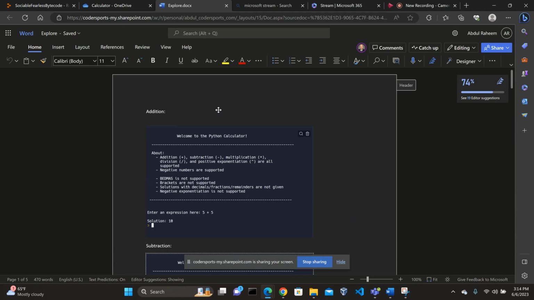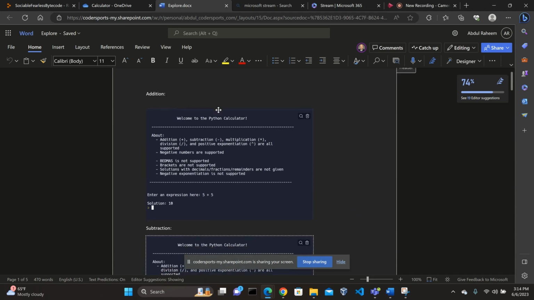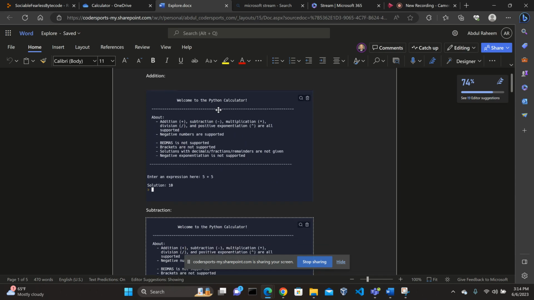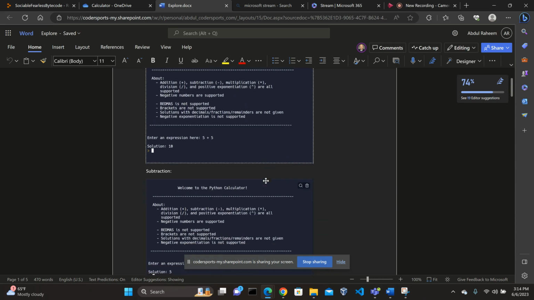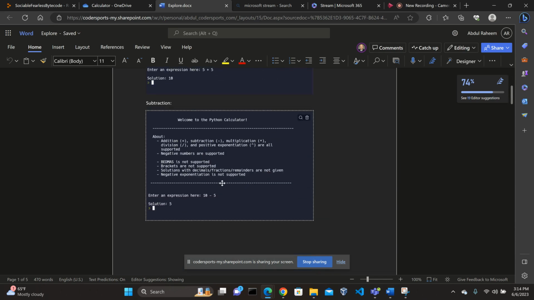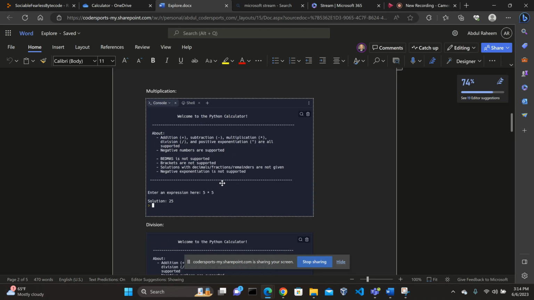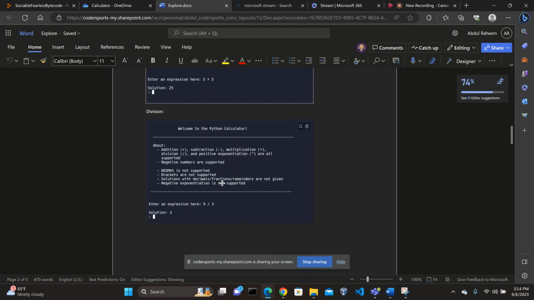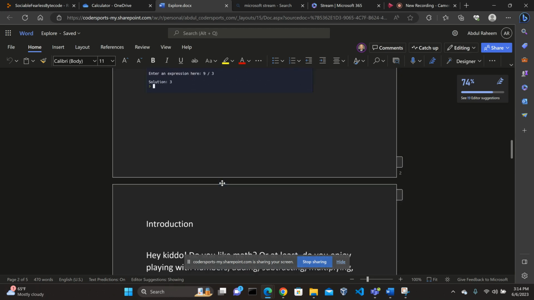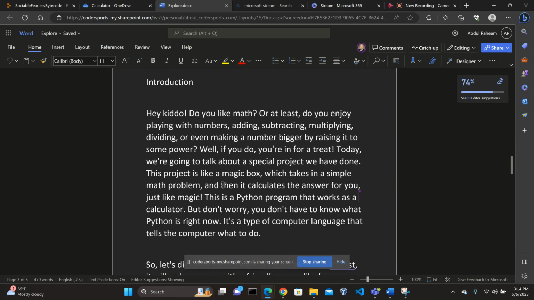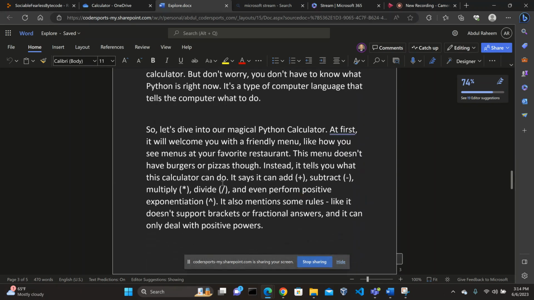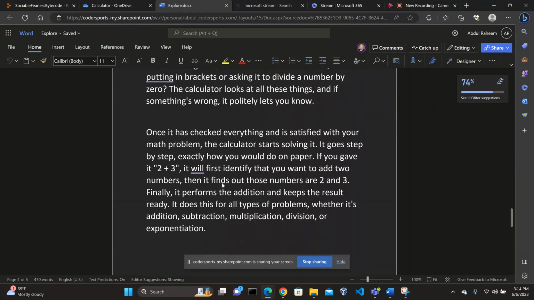So there are some examples that you guys can look at while you guys are working on the calculator. So addition basically does a simple expression of 5 plus 5. There's an example of subtraction, which does 10 minus 5, multiplication, which is 5 times 5, and division, which is 9 divided by 3. Here is a little introduction for you guys to read before you guys start your projects.